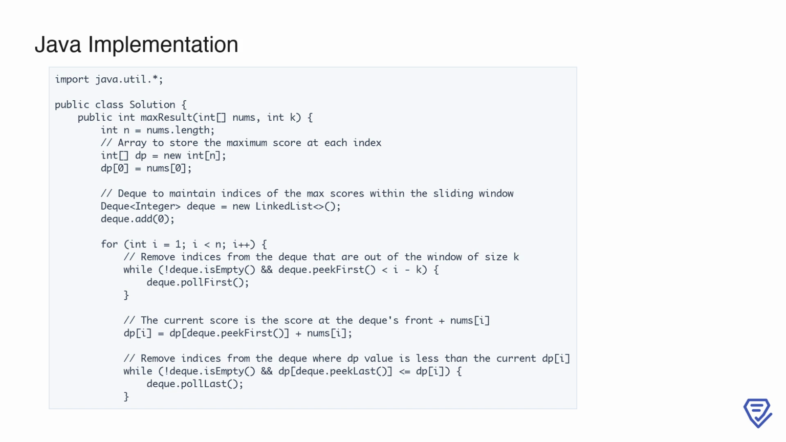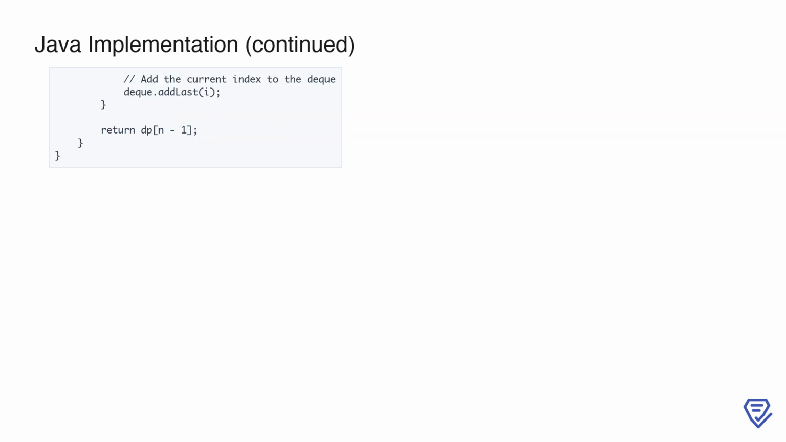Finally, we remove indices from the back of the deque where the dp value is less than or equal to the current dp, maintaining the deque in descending order of scores. After updating the deque, we add the current index i to the back of the deque for future calculations. This ensures that the deque always tracks the indices that could potentially contribute to the maximum score for upcoming elements.